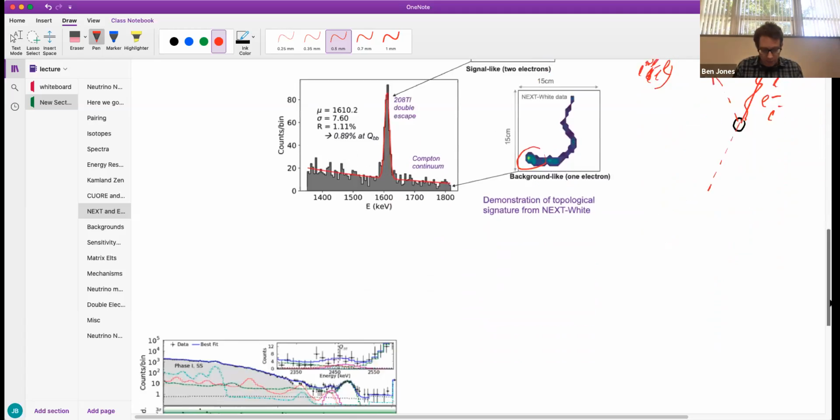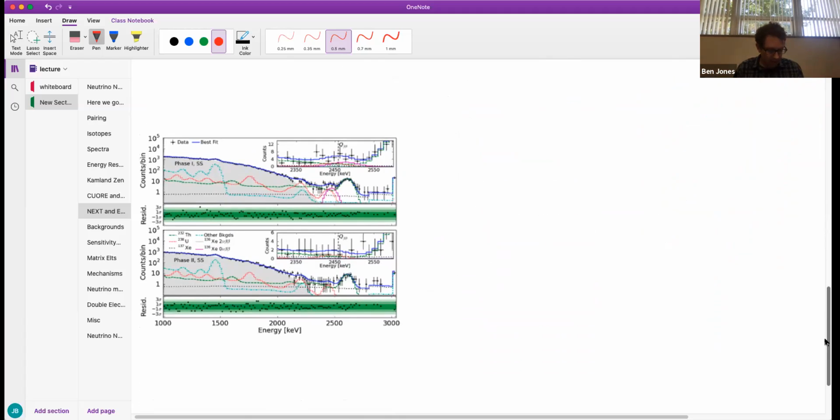There's another technique as well, which is used by the liquid xenon as well as the gas xenon. This is a plot from the liquid xenon experiments. This technique is called single site versus multi-site discrimination. It relies on the fact that if you have one of these double beta decay events, you'll have some sort of localized charge deposit. In liquid xenon, this is actually very tiny, maybe millimeters in size, this charge deposit, and they image it.